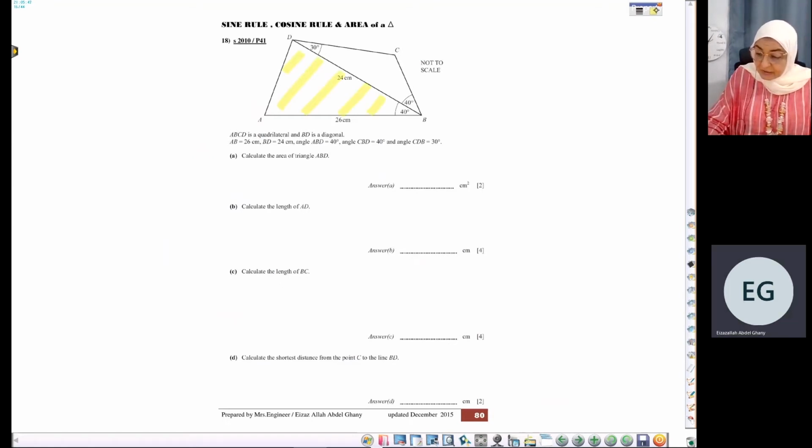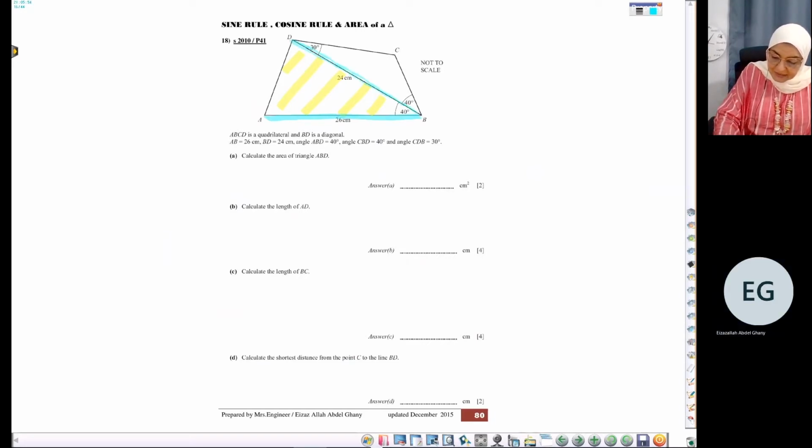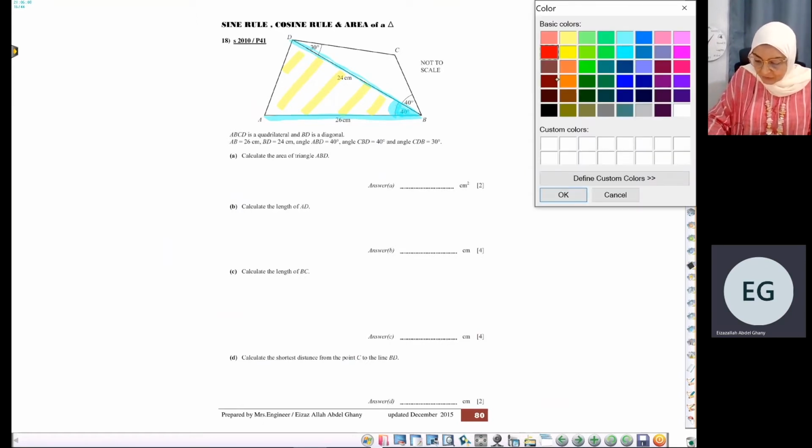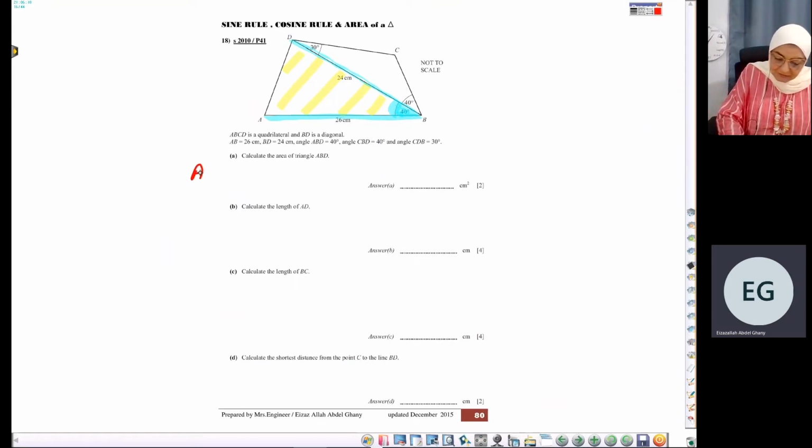Did he give me two sides and included angle? Yes, this is a side and this is a side. And this is an included angle. So we use half AB sine C. Say it, half AB sine C. Now we need to find the area of the triangle without writing the rule. It is just area equals half multiplied by side, multiplied by side, multiplied by sine the included angle.